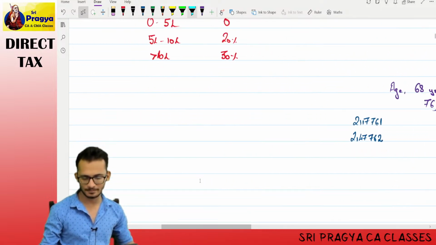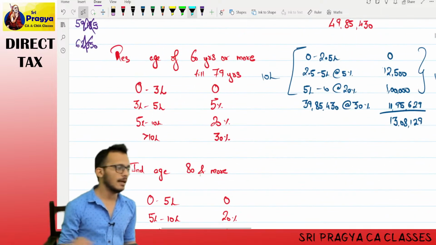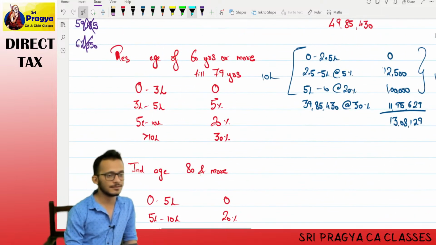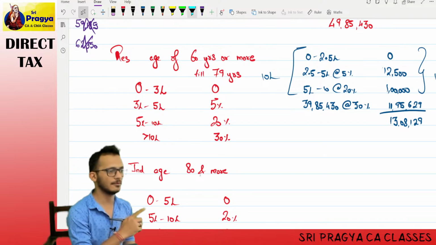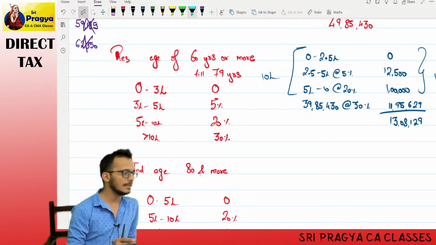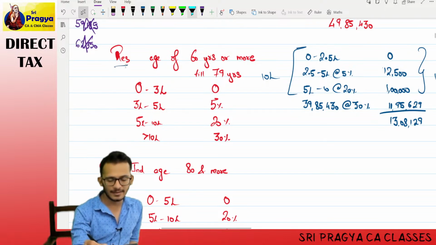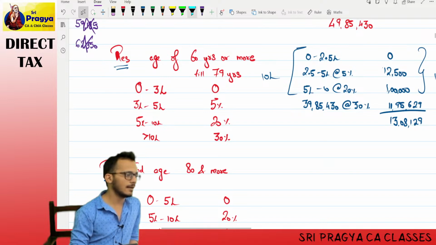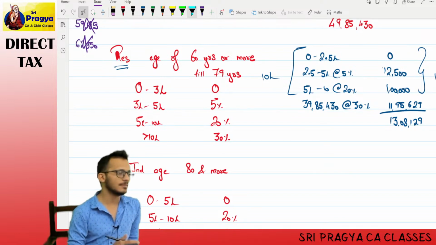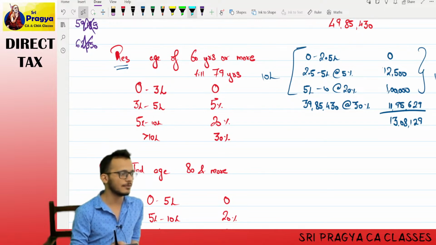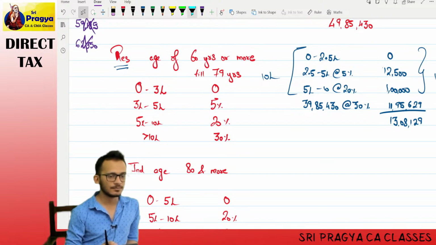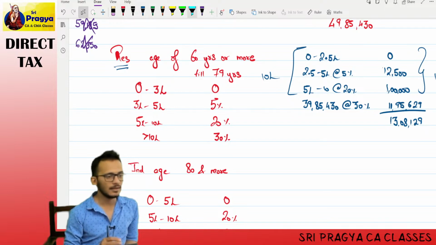Now at this point of time, let me also clarify some words. Read the lines very carefully. I have not written individual aged 60 years and above. I have not written individual aged 80 years and above. I have written resident individual aged 60 and 80 above. Be very careful about these lines. This benefit is only for my Indian elders. If it's a foreign elder, no benefit.